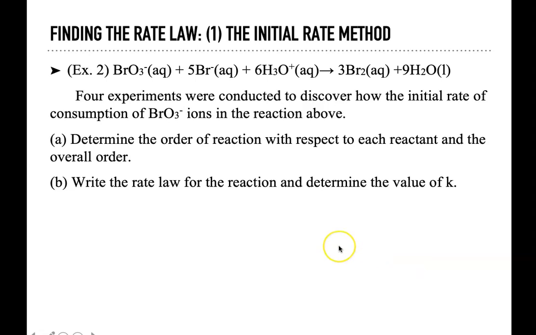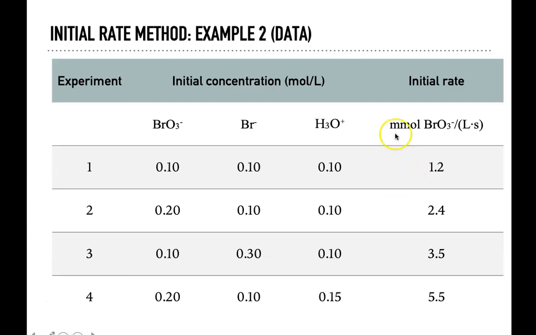Now we go to a little bit more complex example. Now we have three reactants. Bromate reacts with bromide in acidic conditions, and they react together to form bromine and water. Four experiments were conducted to find out the reaction order and the reaction rate. Determine the order of reaction, write the rate law, and find the value of K. The data is shown here.